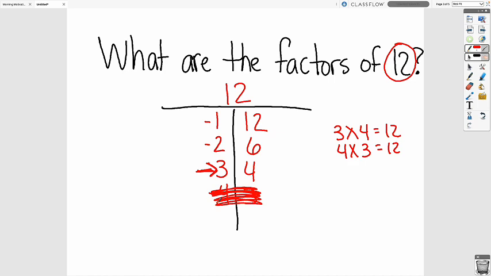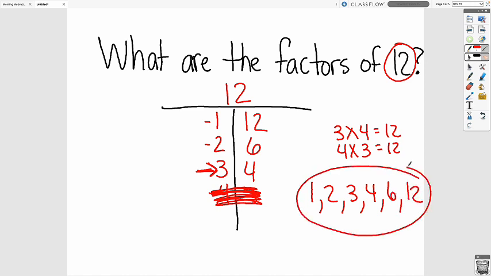So then on your test or on your paper, normally, the easiest thing may be to just list all of the factors in order. So my answer would be 1, 2, 3, 4, 6, 12. These are the factors for the number 12. What about the number 9?